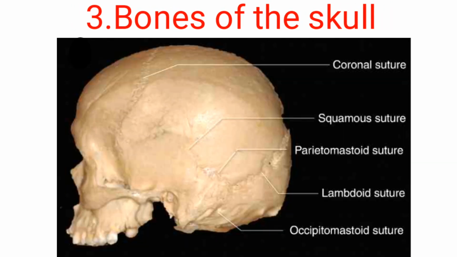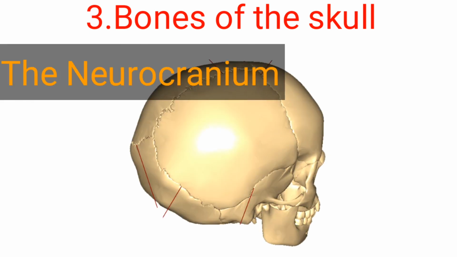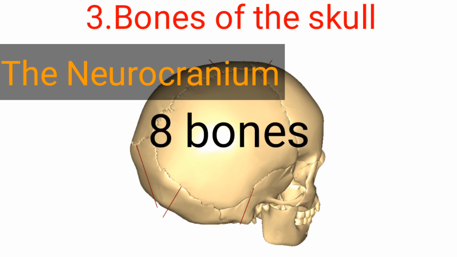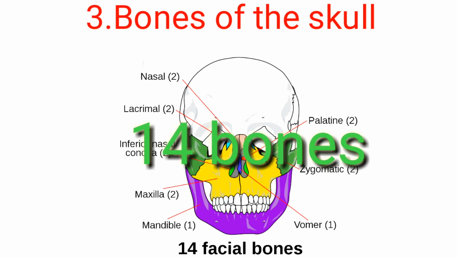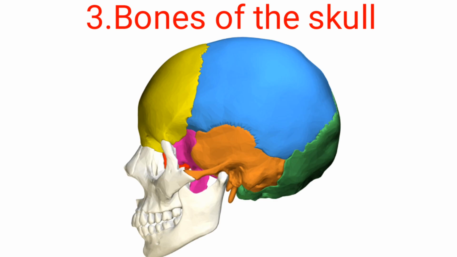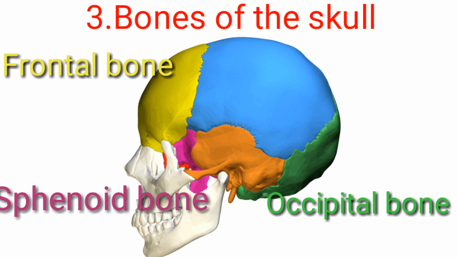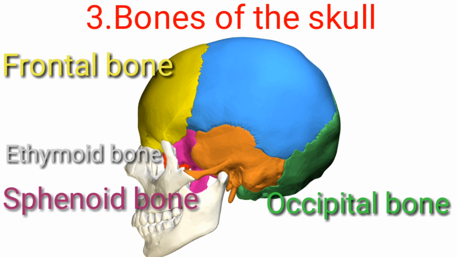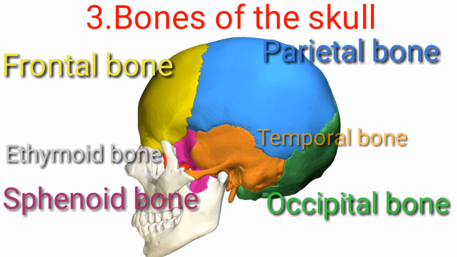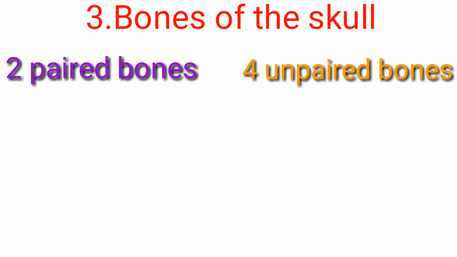Bones of the skull. Out of the 22 bones of the skull, the neurocranium is formed by a series of 8 bones. The remaining 14 bones form the viscerocranium. The 8 bones forming the neurocranium are the frontal bone, occipital bone, sphenoid bone, ethmoid bone, a pair of parietal bones, and a pair of temporal bones. Therefore, the neurocranium consists of 2 paired bones and 4 unpaired bones.